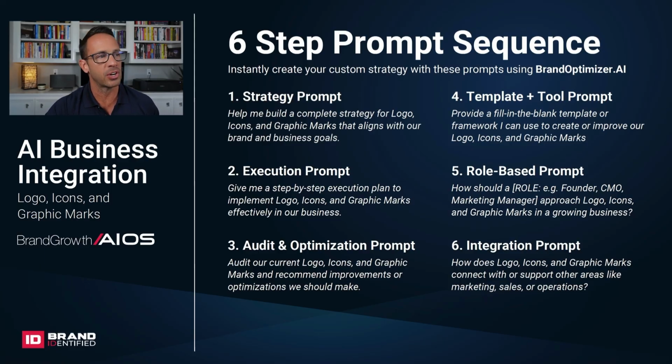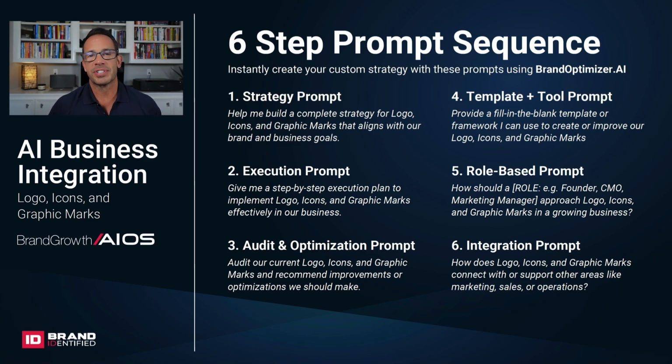So your first prompt here is your strategy prompt, and that is: help me build a complete strategy for logo, icon, and graphic marks that aligns with our brand and our business goals. Prompt number 2 is your execution prompt, and that is: give me a step-by-step execution plan to implement logo, icons, and graphic marks effectively in our business. Prompt number 3 is your audit and your optimization prompt, and that is: audit our current logo, icons, and graphic marks and recommend improvements or optimizations that we should make.